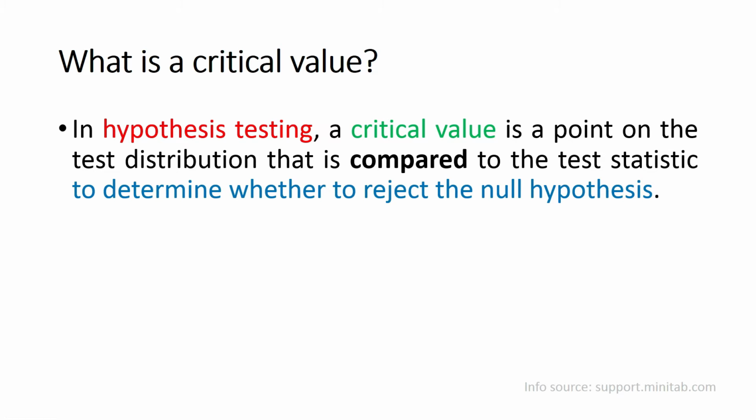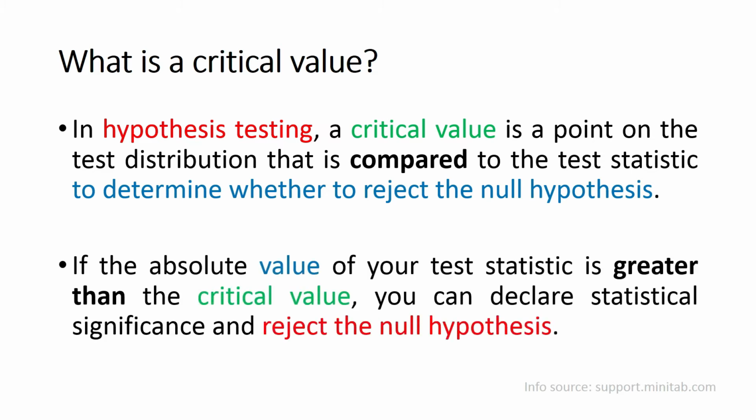So, kung mas malaki po ang ating correlation coefficient kaysa sa critical value, we can now accept our alternative hypothesis. And we can reject the null hypothesis. Which leads us to the statement that if the absolute value of your test statistic is greater than the critical value, as I was saying, you can declare statistical significance and reject the null hypothesis.